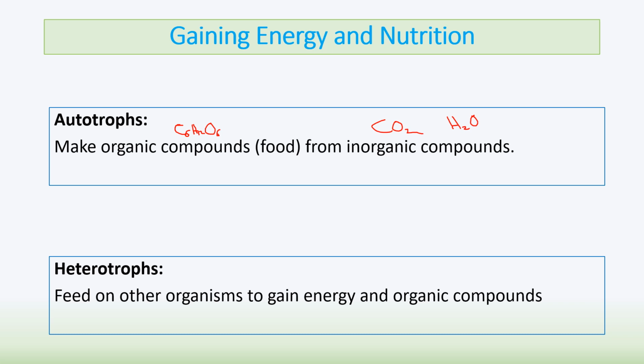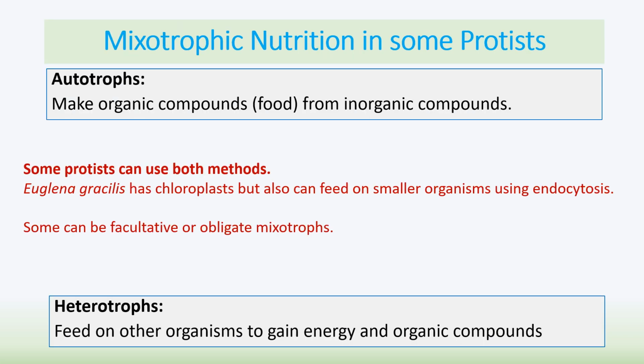Heterotrophs, which we are part of, feed on other organisms to gain our organic compounds. So we eat plants. Anything other than the plant or the producer in the food chain is a heterotroph.